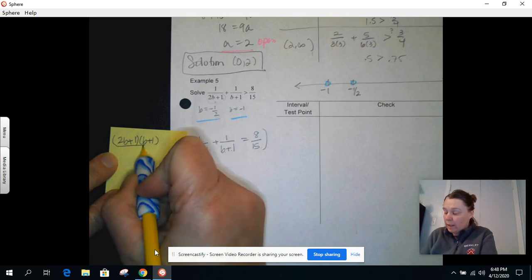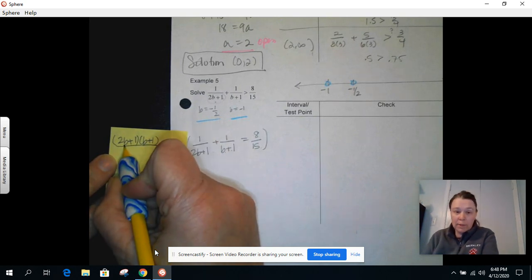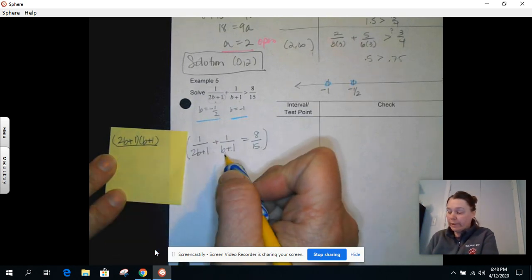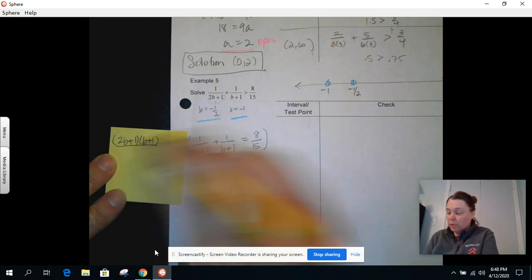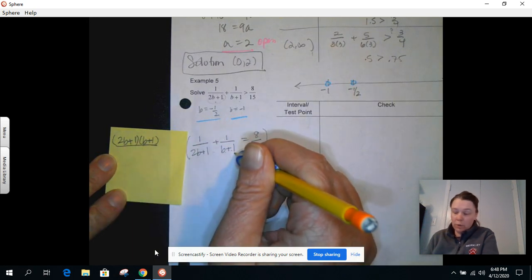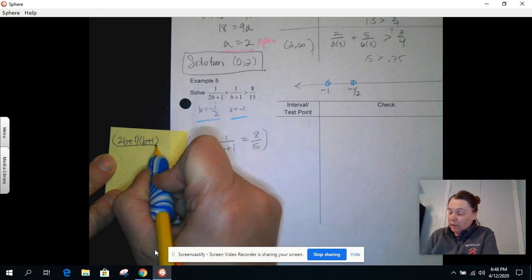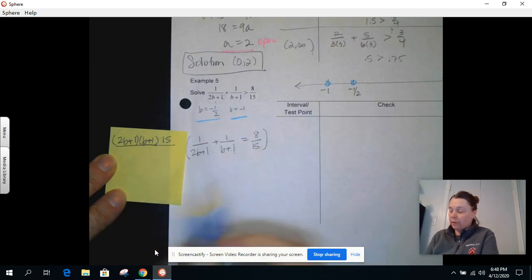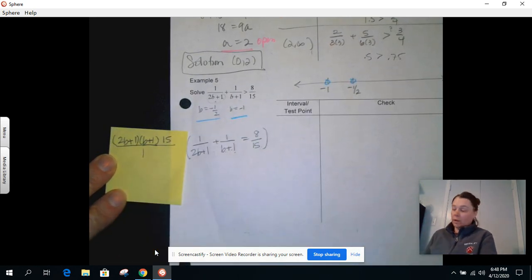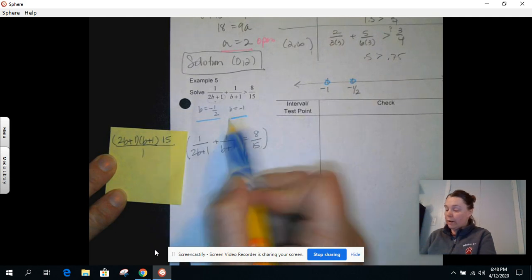Sometimes people on this one think because there's a 2b plus 1 and it's got a plus 1 that I can just say, oh, that works to cancel that, but it doesn't because of the 2. And I need this 15 to cancel, so I need all 3 of them. Fun, right? Okay, so this is going to get multiplied to everything.